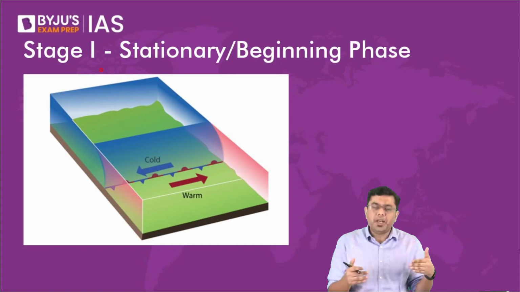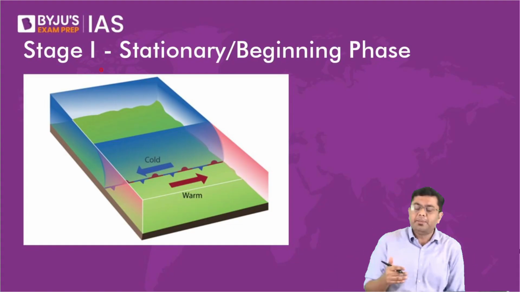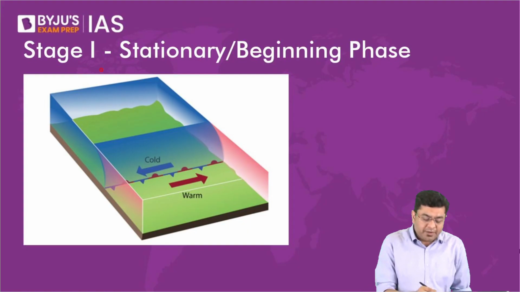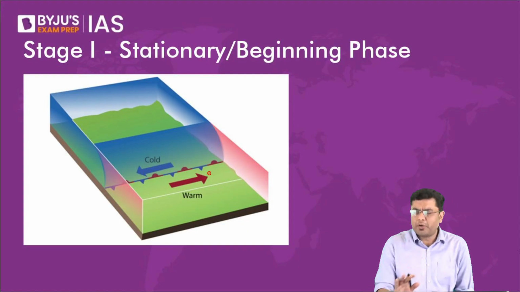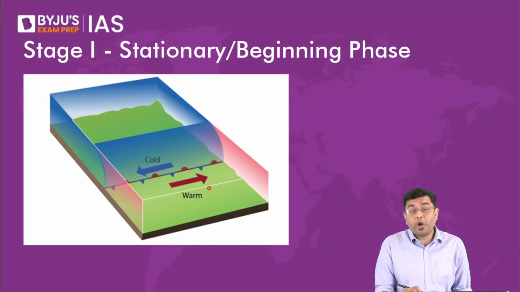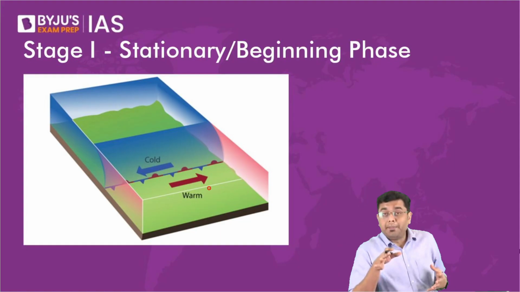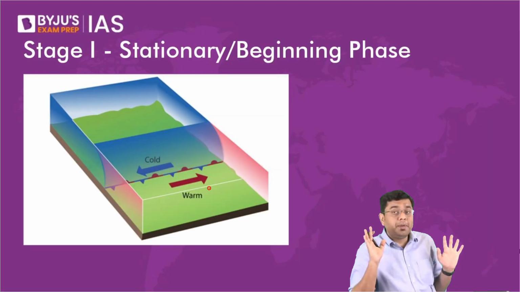So initially you have the front formation. Initially the beginning phase is created by the stationary front. Stationary front is demarcated by this symbol, not very much important for your examination. So here initially you have a stationary front. Now in this stage the cold air is present, the warm air is present. Now ideally what can also happen is that neither the cold air progresses into the warm region nor the warm air progresses into the cold region. It stays in the same region for a longer period of time.